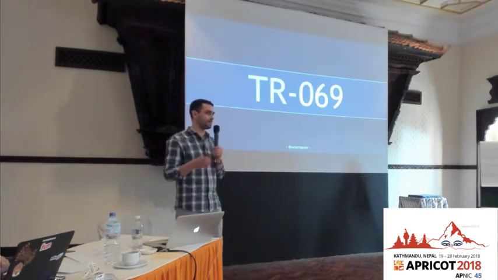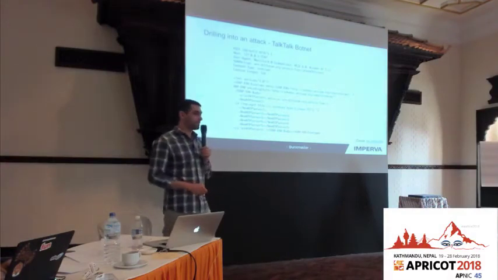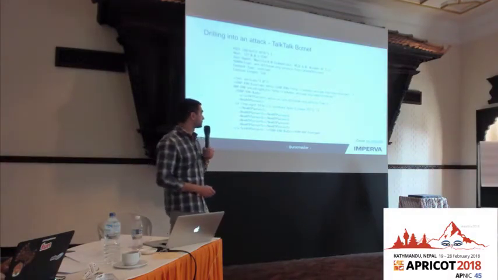TR-069 is a customer premises equipment protocol. It is used by ISPs to control your home router. So if you call support, they will not send a technician to your home to fix and update your router. They will do it remotely using this protocol. So it should be closed to any IP in the world except the IPs from the ISP, but not all ISPs do it. Moreover, it has some vulnerability in the protocol.